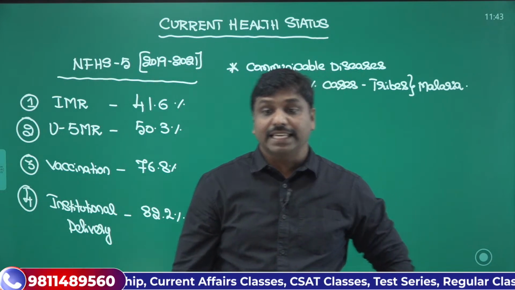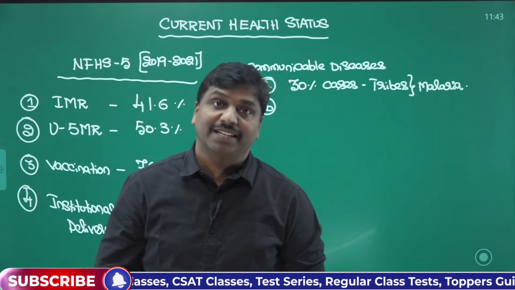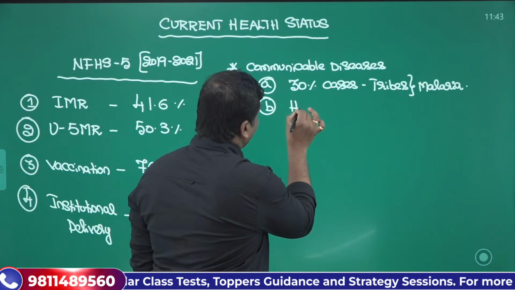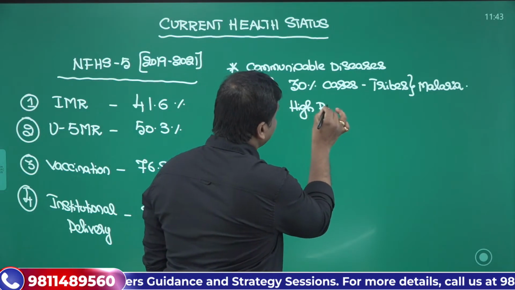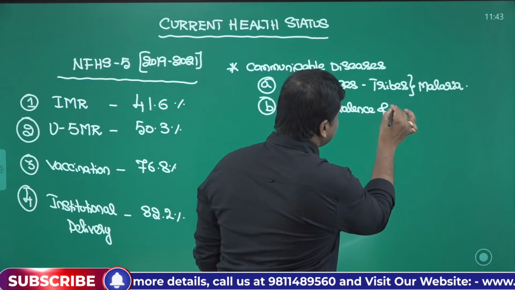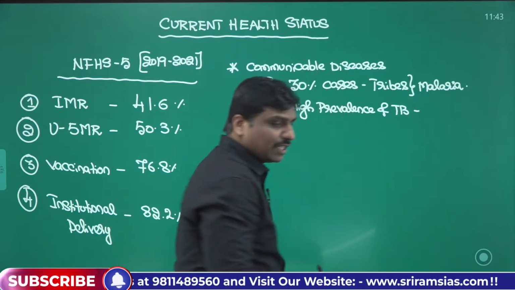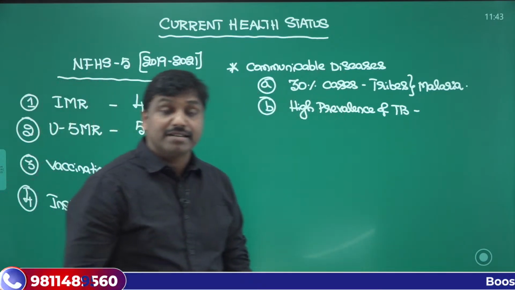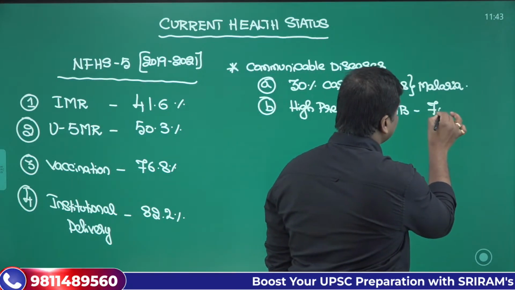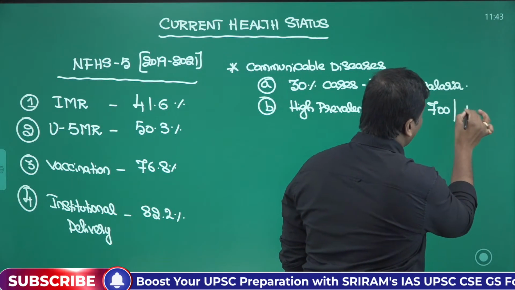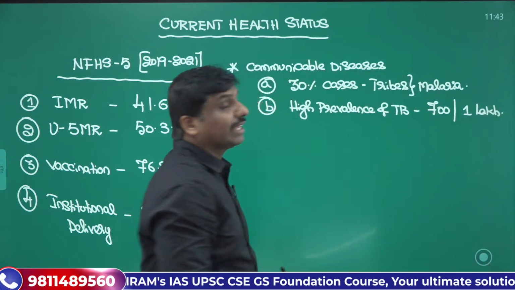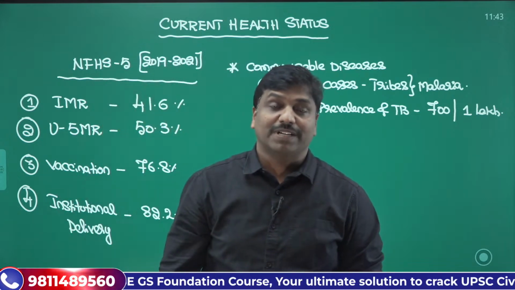Then furthermore, if you see the high prevalence of TB, tuberculosis, you can have around 700 per 1 lakh population. So this is one important thing, 700 per 1 lakh. This is the incidence of the reporting of the cases. So that's one important aspect.